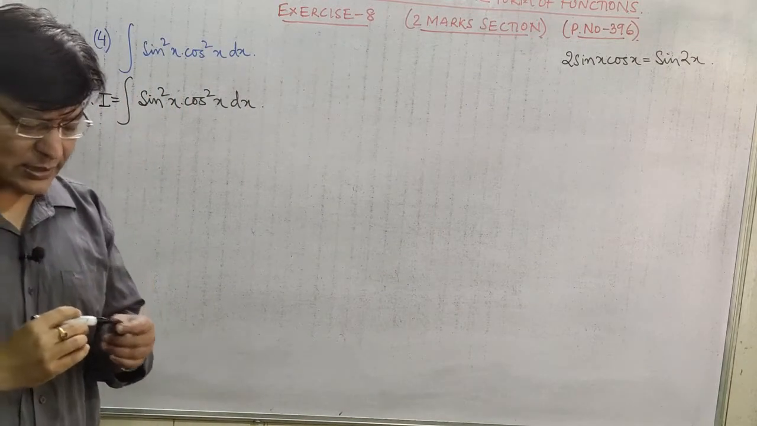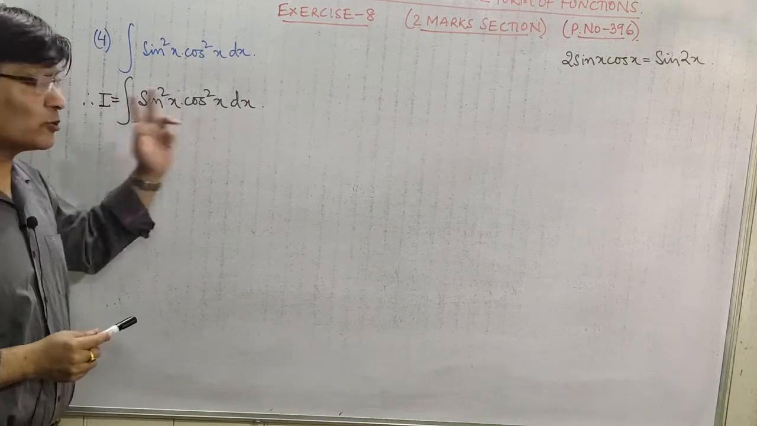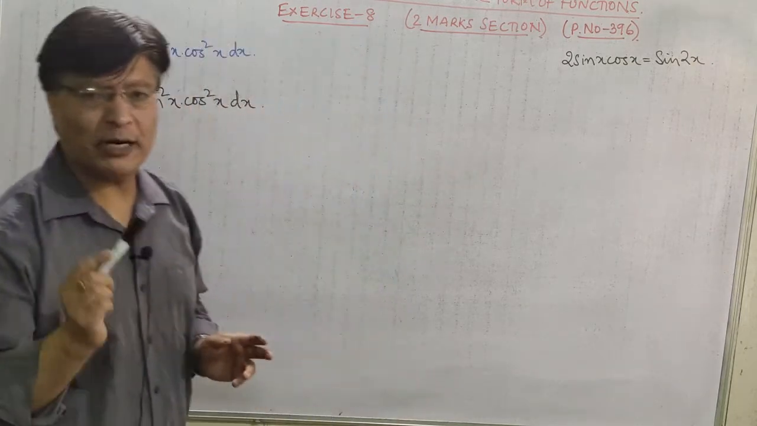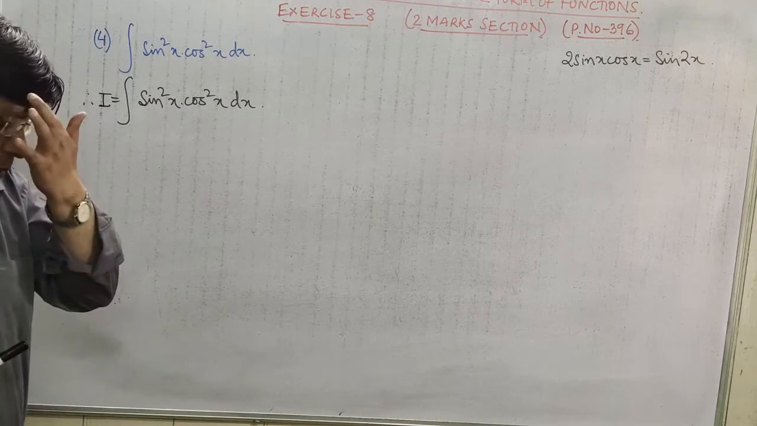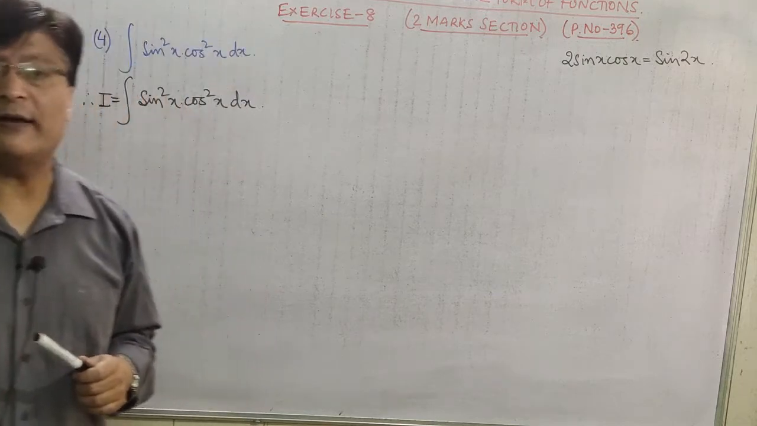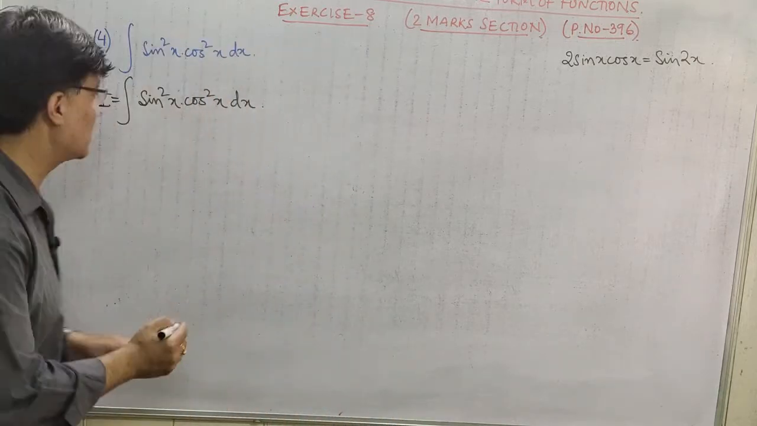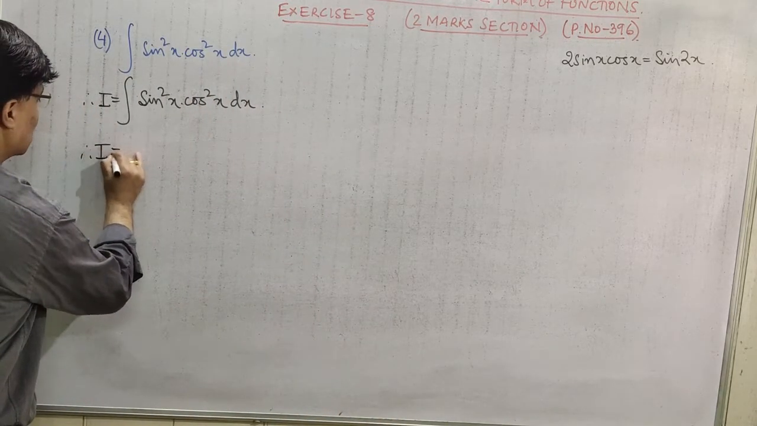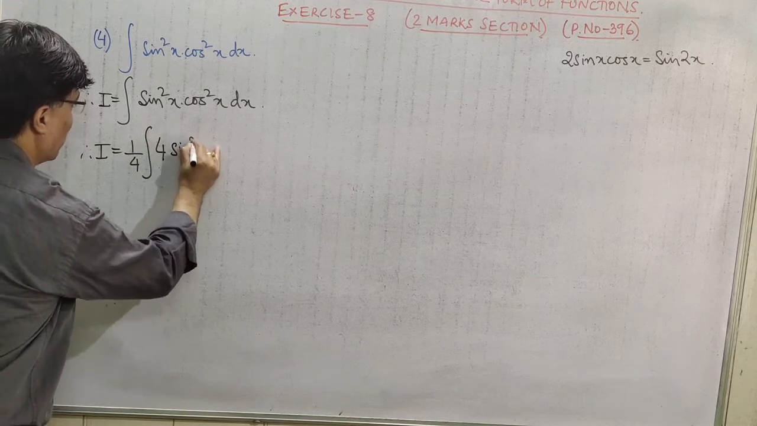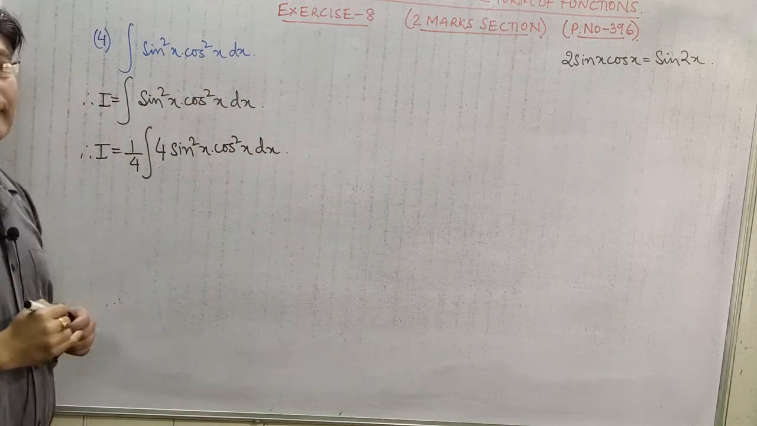But now in this case we have sine square x cos square x. But if there is sine x cos x, you could have multiplied and divided by 2. Okay, but since sine square x cos square x is there, you should multiply and divide by 4, so that we can convert it into the form of 2 sine x cos x, right? So therefore I is equal, let us multiply and divide by 4. 1/4 integration of 4 sine square x into cos square x dx.